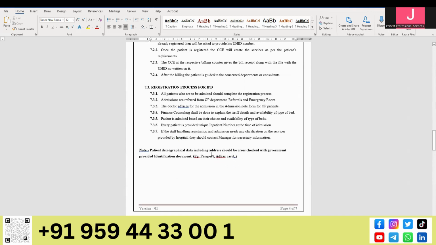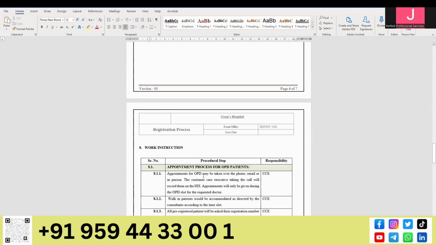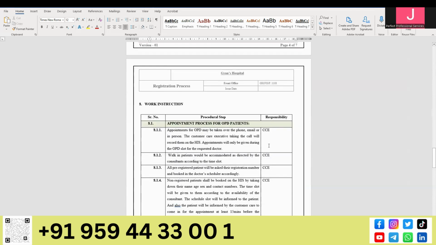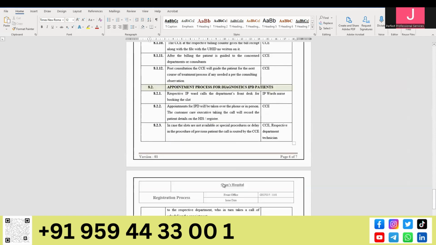Now here we have to mention some important points, like how you are going to identify your patient, like whether the right patient has come to you or not. So you are going to check the patient's identity documents. Next will be the work instruction. These policies will be used by the IP staff or reception staff. So what work instruction you are going to give and who will be responsible for those steps, I have put that in. Okay, so that is there.